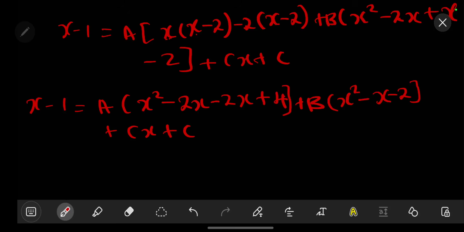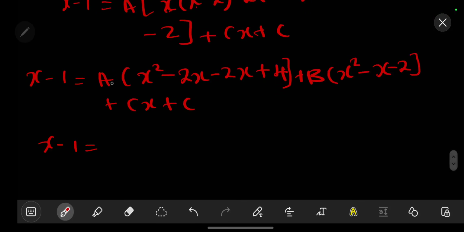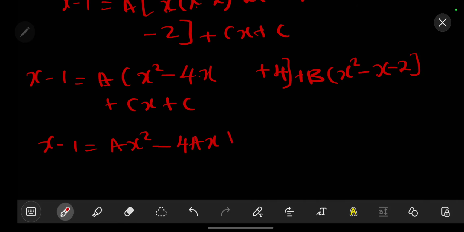So from there, let's have our x minus 1 should be equal to a times x squared, it will be ax squared, minus a times this, it will be minus 2ax. So instead of doing that, our 2x minus 2x, that's negative 4x. Let's just go direct. So we have this times this, it will be negative 4, like that. Then we have plus a times 4, it will be 4a. Then we have plus our b by x squared, it will be bx squared.